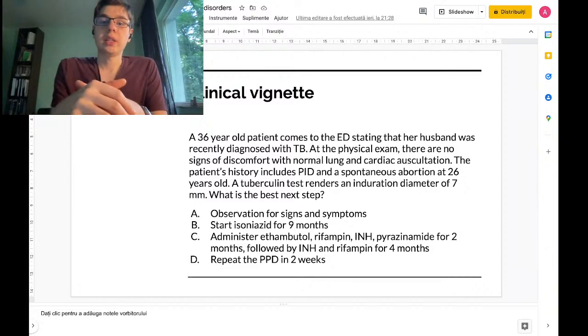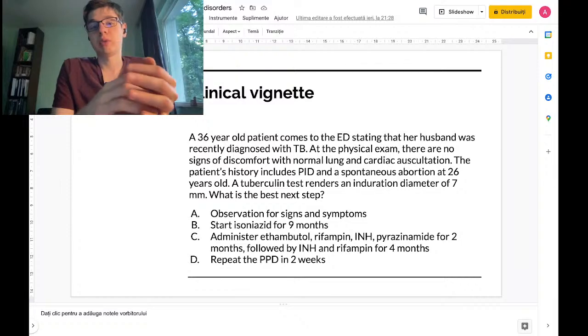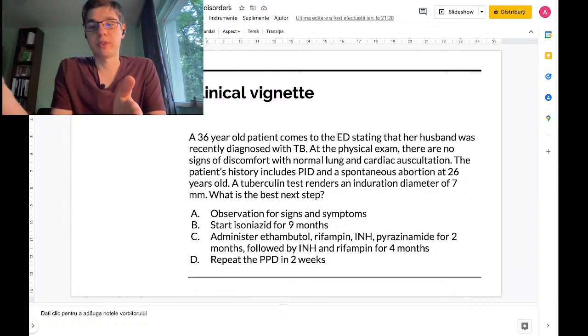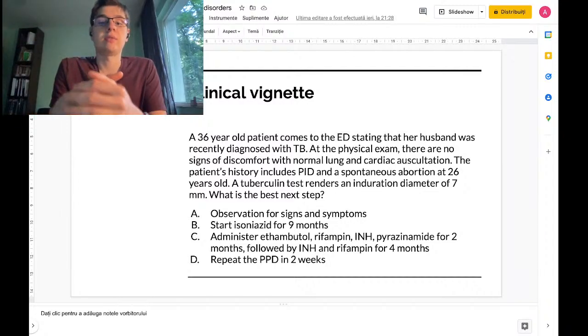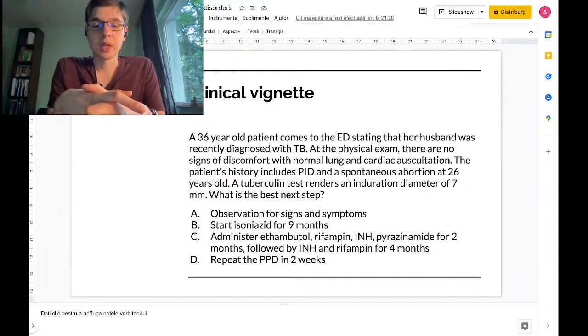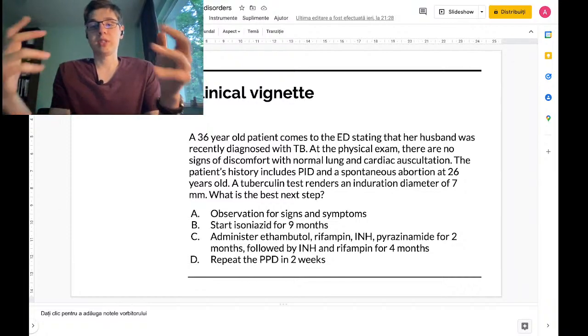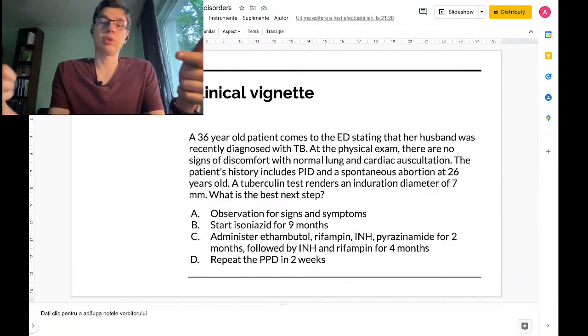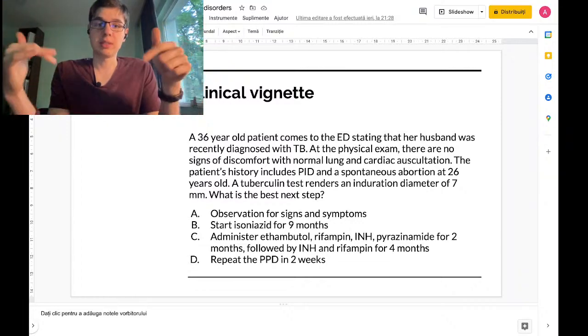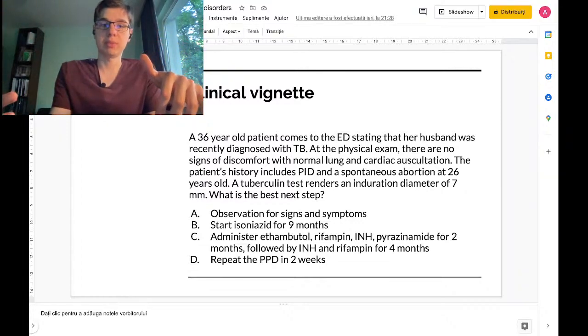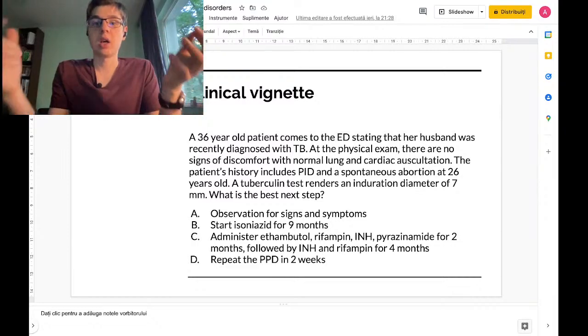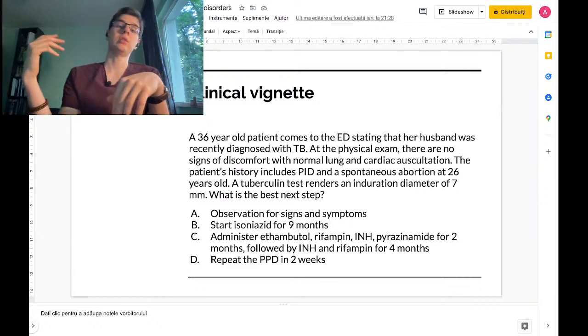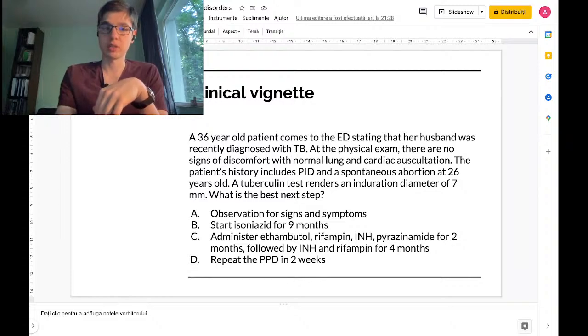Now, why do we administer isoniazid for 9 months, and why do we not go for the scheme with the 2 months of quadruple therapy and 4 months of double therapy? Well, we do not go for C because C is the treatment for active tuberculosis. This patient has no symptoms nor signs of TB. Therefore, we start with a treatment for latent tuberculosis, namely isoniazid for 9 months.